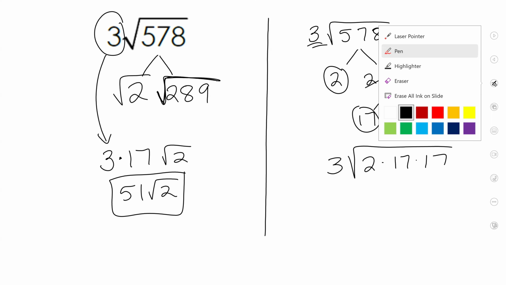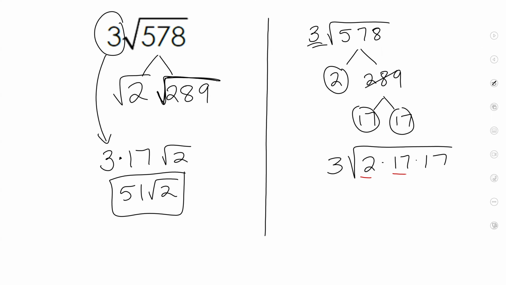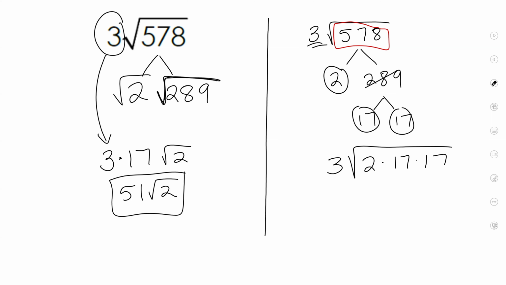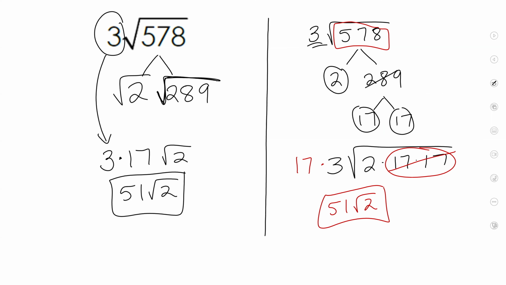Okay, if you tried this, 2 times 17 times 17 is still 578. All we're doing is just expanding it, breaking it into small pieces. Okay, so what you guys would do after this step is whenever you have a pair, cross it out and then write one of them outside. So then you'll get 17 times 3 is 51, and you get square root of 2. Do you guys remember this method? Okay, great.